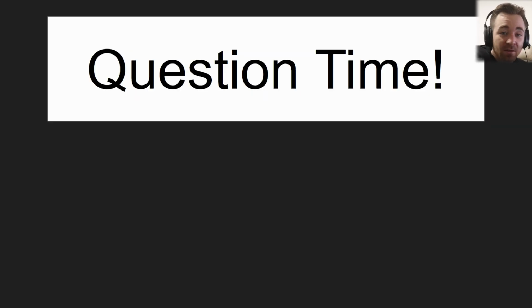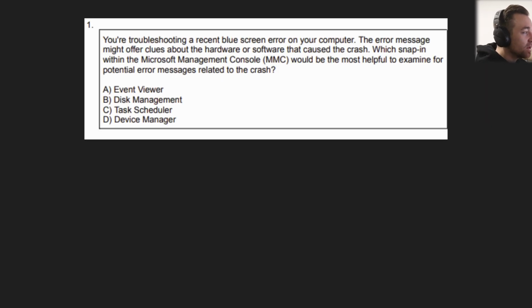Now, it is time for our questions. So meditate on everything we've just spoken about, and let's get to our questions for the day. Question number 1 reads, you are troubleshooting a recent blue screen error on your computer. The error message might offer clues about the hardware or software that caused the crash. Which snap-in within the Microsoft Management Console, or MMC, would be the most helpful to examine for potential error messages related to the crash? A. Event Viewer. B. Disk Management. C. Task Scheduler. Or D. Device Manager. Pause the video if you need more time. Your answer coming in 3, 2, 1, now.